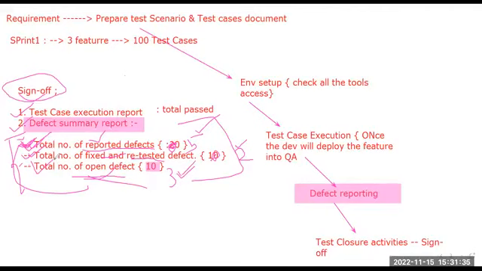That is our defect summary report. After completion of the testing, we have to update our execution report: how many test cases we have tested, how many defects we have reported. This count data, we have to pull it. After that, we have to share it across our team members.